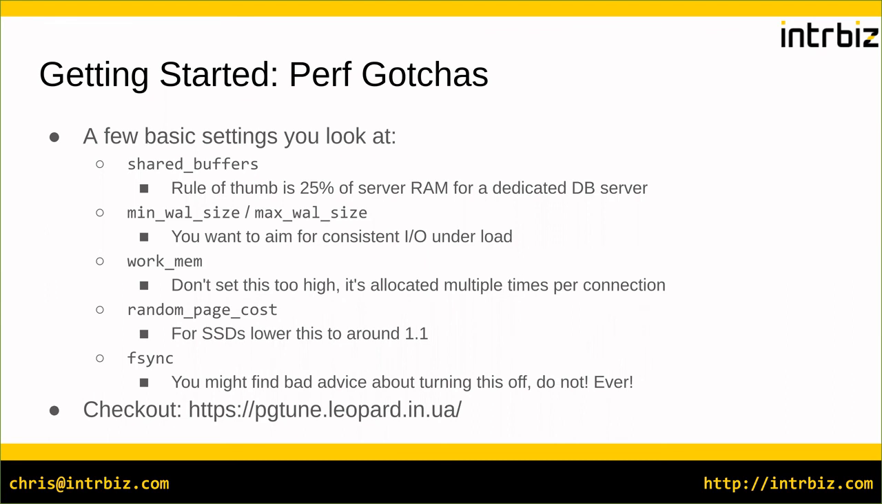So any write in Postgres goes through this pool of shared memory. The rule of thumb these days is that you set that to about 25% of your server's RAM. So if you've got 64 gig of RAM in your server, then it's something like 16 gigabytes.